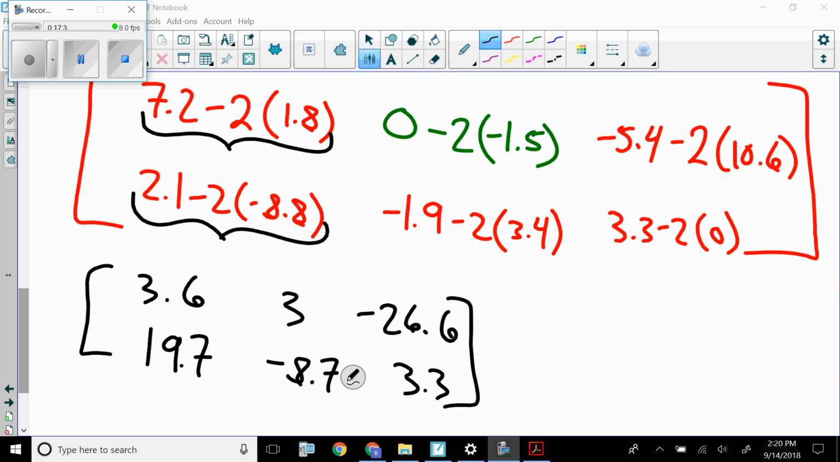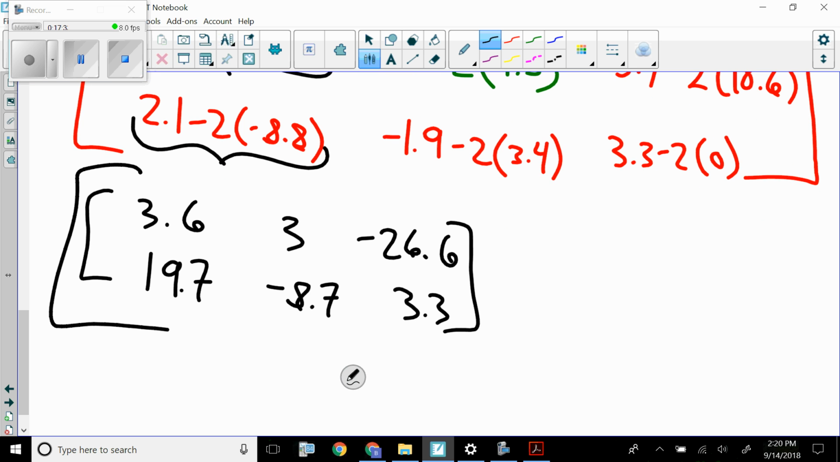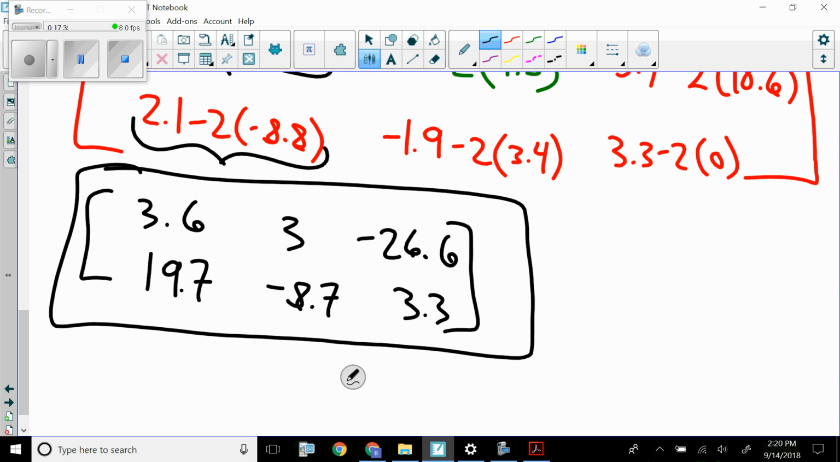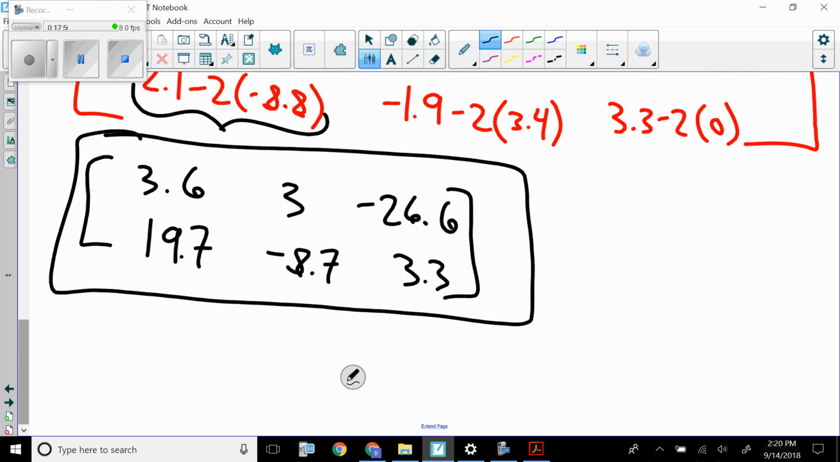I now have my final answer here boxed in black. I had two 2x3 matrices that I did some operations on, and I ended with a 2x3 matrix. If you did not understand any of that, you're going to need to go back and remaster that. Again, this should all be copied down into your notes.